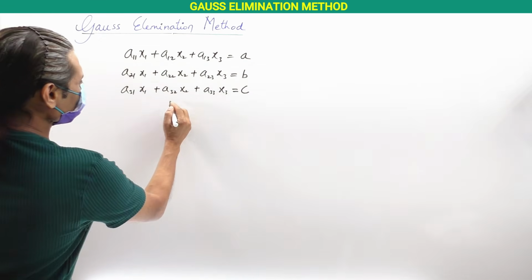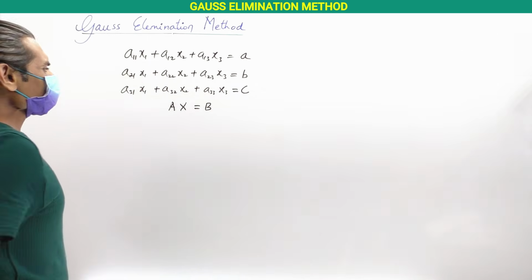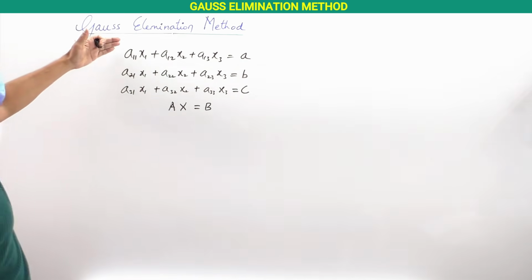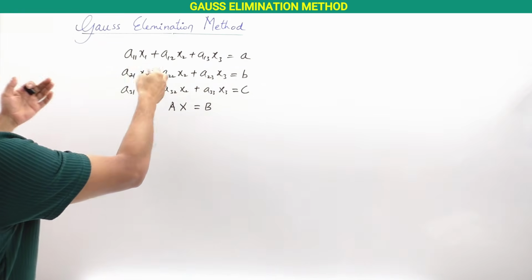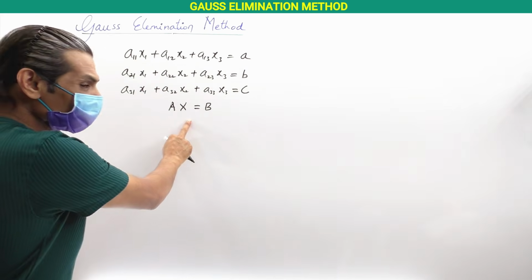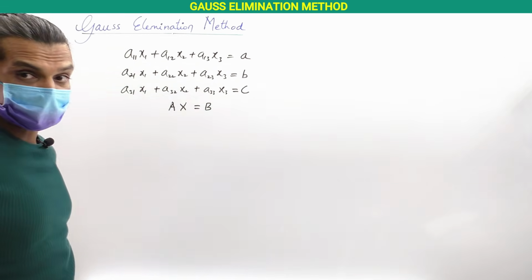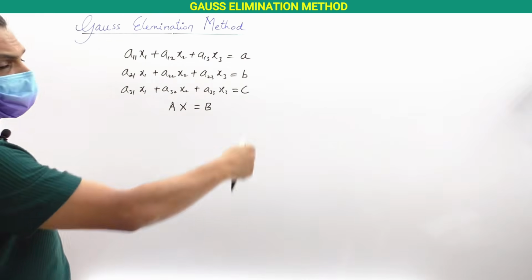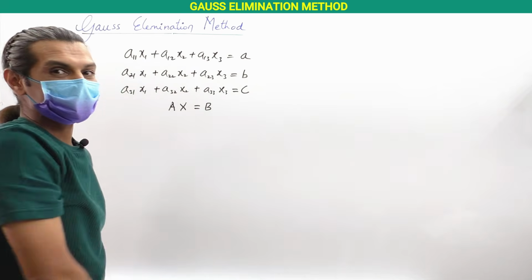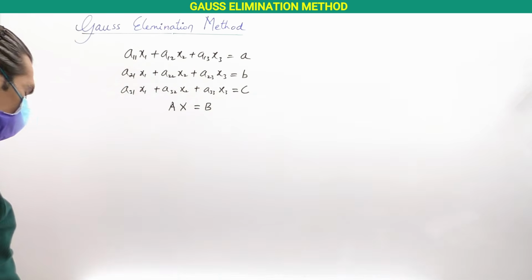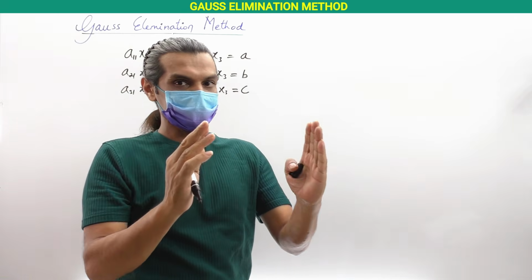We can also represent this as AX equals B, where A is the matrix of all the numbers a11, a12, a13, a21, a22, a23, a31, a32, a33, and X is the column matrix of all the variables for which you have to find a solution using the Gauss elimination method. Those are x1, x2, x3, or it may be x, y, z, and so on. And B is the right side, which is a constant.